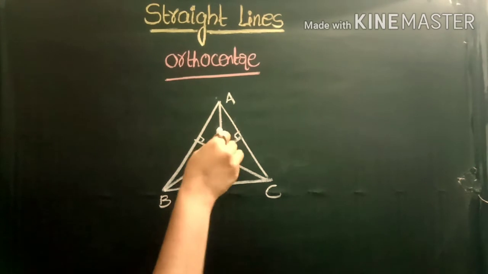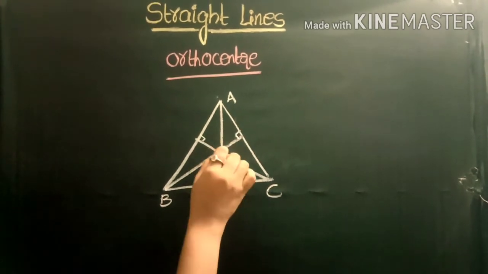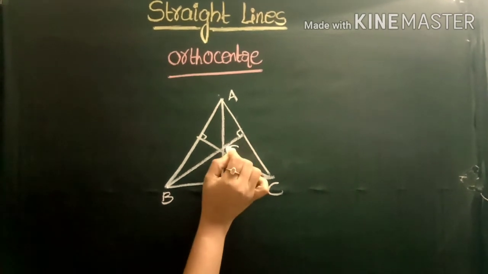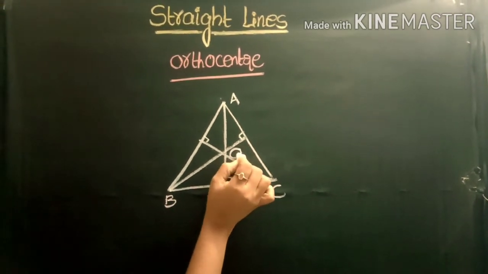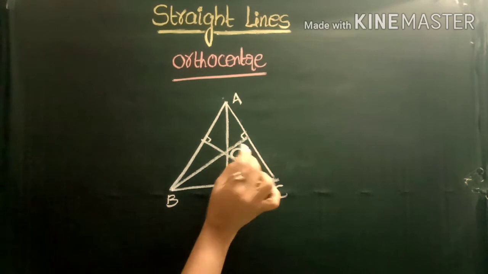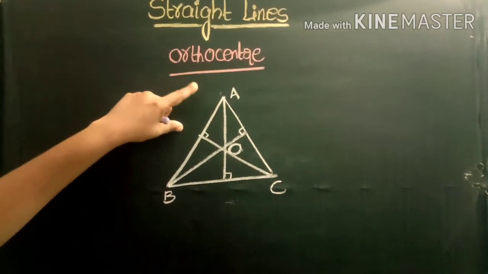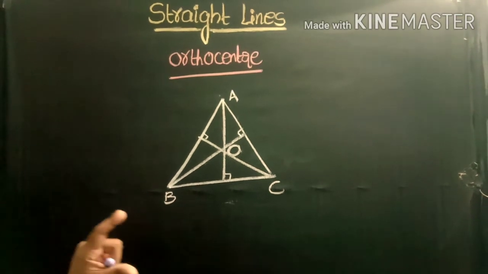Now these three altitudes are concurrent lines, meaning all these lines intersect at a single point. This point of concurrence is called the orthocenter and it is denoted by the letter O. So here O is the orthocenter. So the orthocenter is nothing but the point of concurrence of the altitudes. Now how to find the orthocenter?